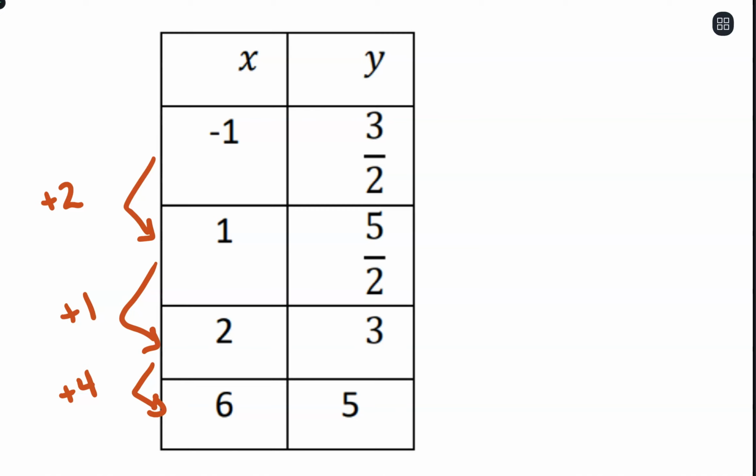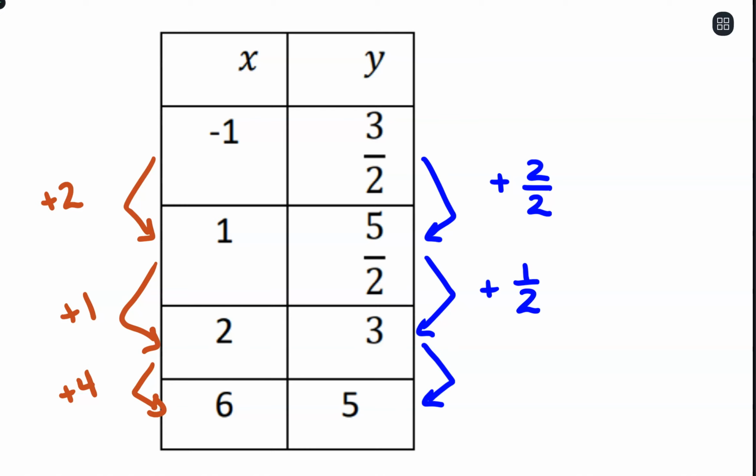Let's just leave it: change in 2, change in 1, change in 4 for x. And then let's just look at y, and then we'll see how those pieces come together. So to get from 3 halves to 5 halves, we could add, let's try addition first. We could add 2 halves. To get from 5 halves to 1/3, that would be adding 1 half to get to 6 halves, which simplifies to 3.